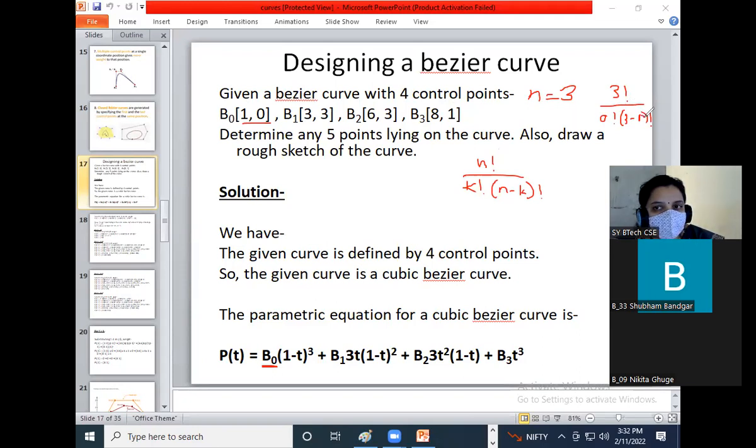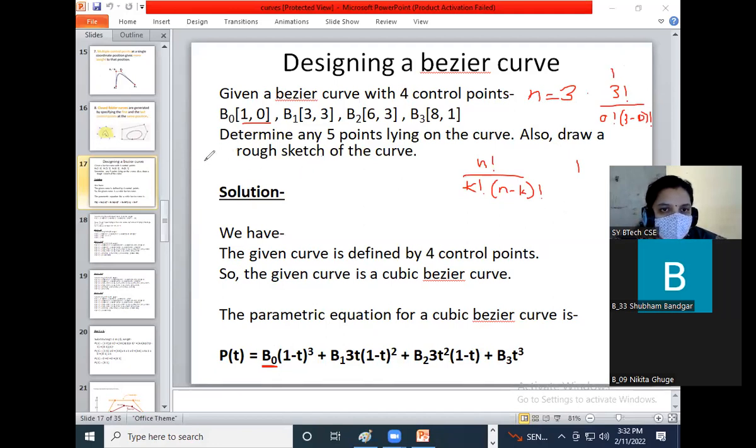3 minus 0. 3 factorial divided by 3 factorial. So when your first function is there at 0th position, this CKN will return the value equal to 1. CKN will return the value equal to 1. So this one value I am going to make use in this function. Similarly, for k equal to 0, this is the value.